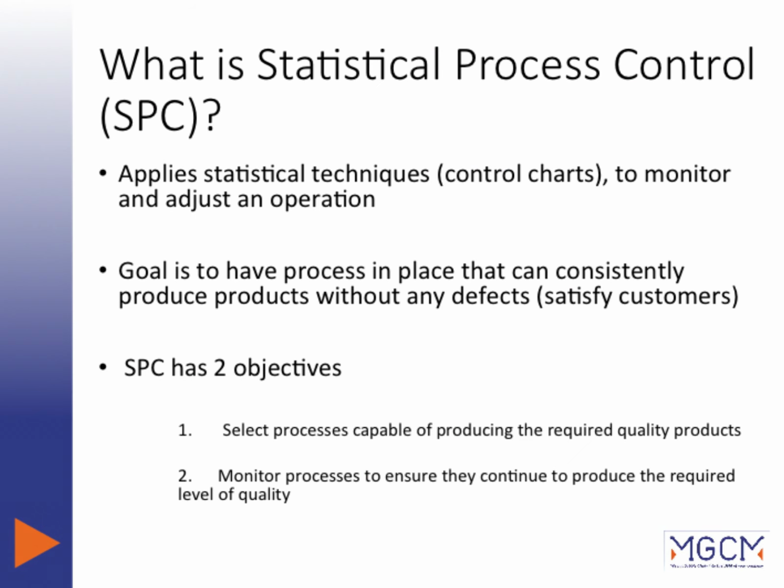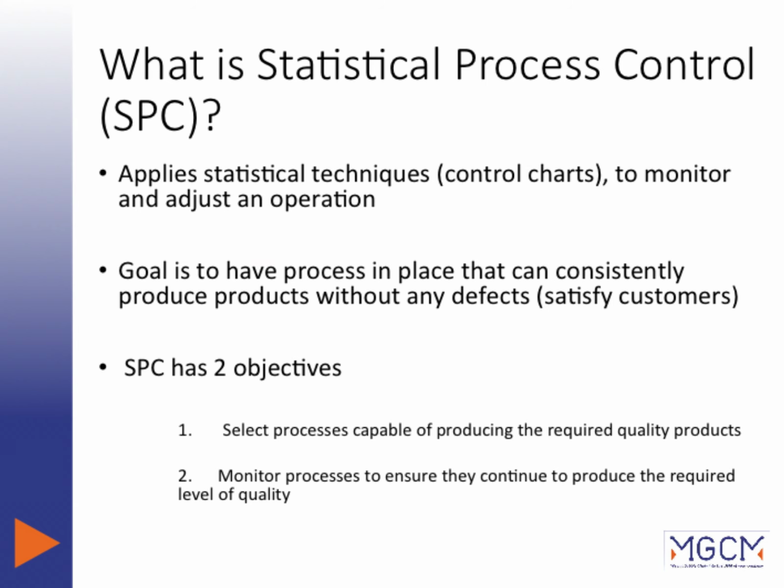So let us look at what is statistical process control. It applies statistical techniques to monitor and adjust an operation. The goal of SPC is to have in place a process that can consistently produce products without any defects, thereby satisfying your customers every time. An SPC has two objectives. One, to select processes capable of producing the required quality products. And two, to monitor processes to ensure they continue to produce the required level of quality.